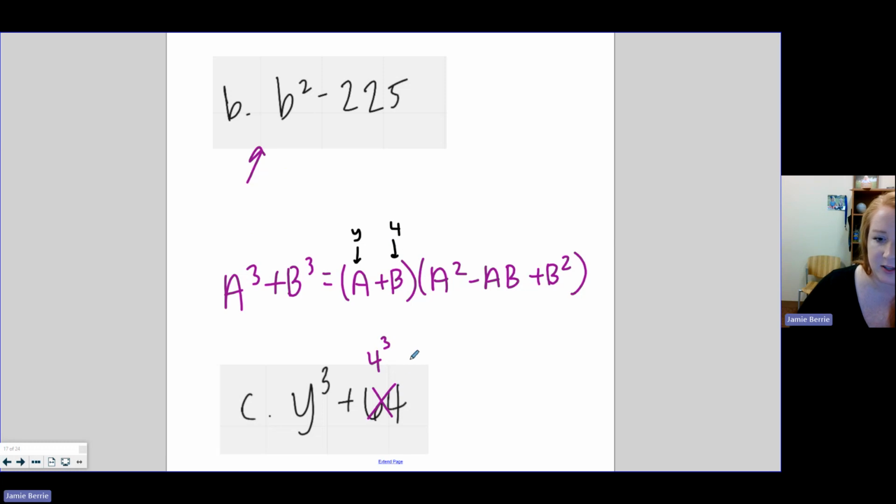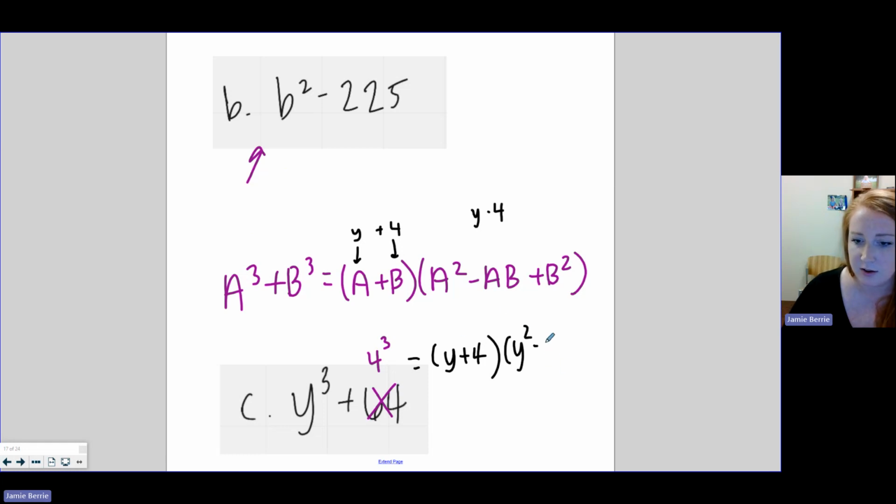All right, so let's plug everything in. A plus B is going to be Y plus 4. A squared is Y squared. Minus AB, so that's 4 times Y, Y times 4. We always put the variable at the back, so just switch that: 4y. Plus B squared. B is 4, so 4 squared. Go ahead and simplify that. 4 times 4 is 16.